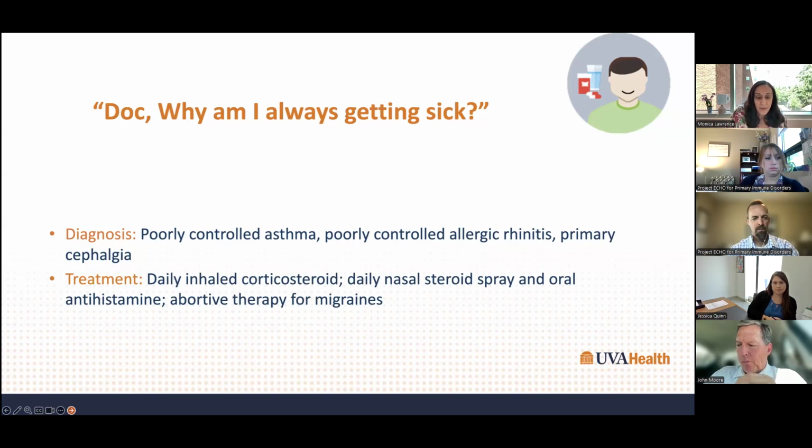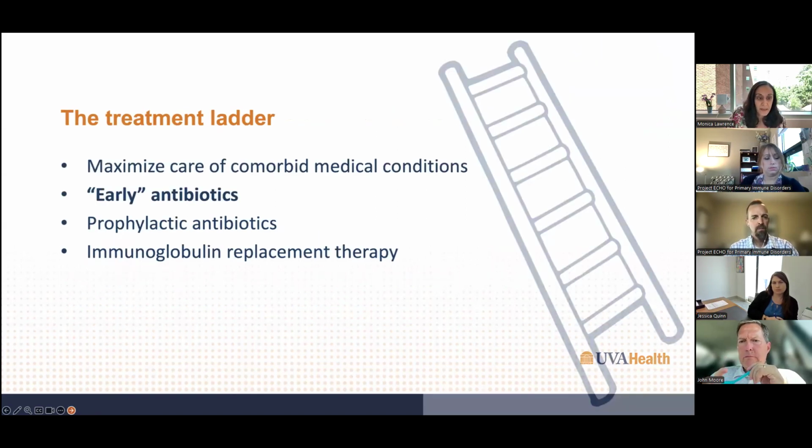So in this patient, I would say step up their asthma therapies, step up their allergic rhinitis therapy, and try to treat their migraines, and then have them come back before you do anything else. So first step of the ladder. All right, what do you do after you've done that and they're still getting sick?